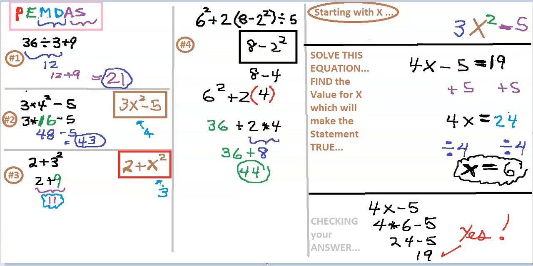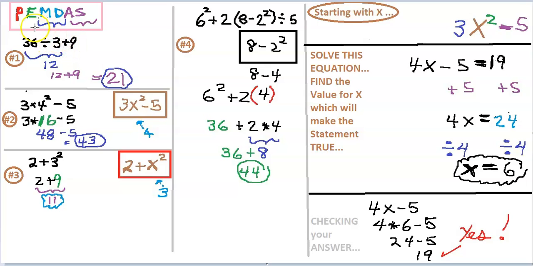This is a reintroduction to Please Excuse My Dear Aunt Sally, the process of what order you do things. This was chosen by mathematicians so that everyone got the same answer when they saw an expression. 36 divided by 3 plus 9.